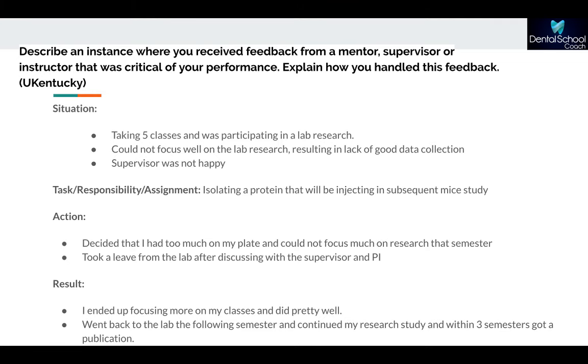The situation was that I was taking a lot of classes. I was taking 5 classes, and also was doing lab research. So I could not really focus on the lab research, and started performing poorly in data collection and other lab-related activities. So, just to give you some specific example, I was going to lab late at night, not getting good data points, not getting good conditions of the bacteria that I was growing. So the supervisor was not happy.